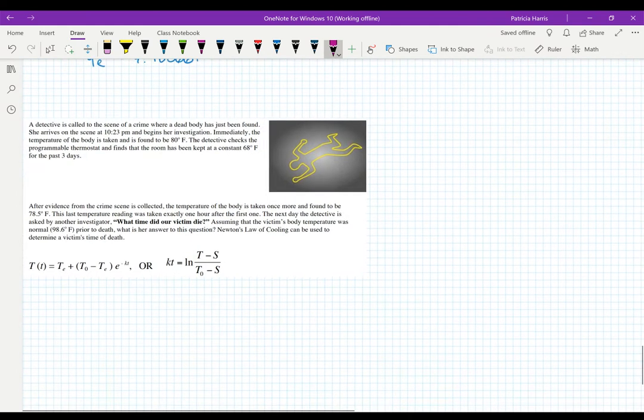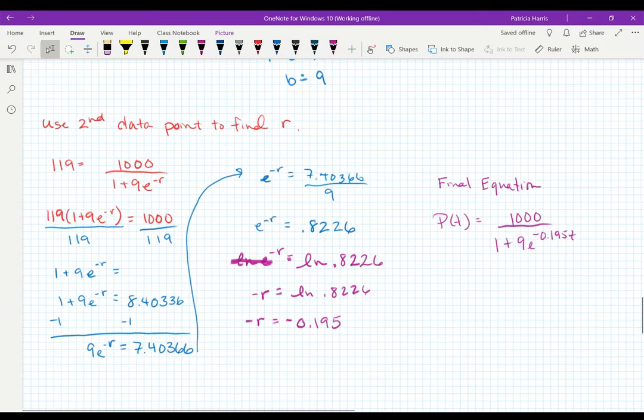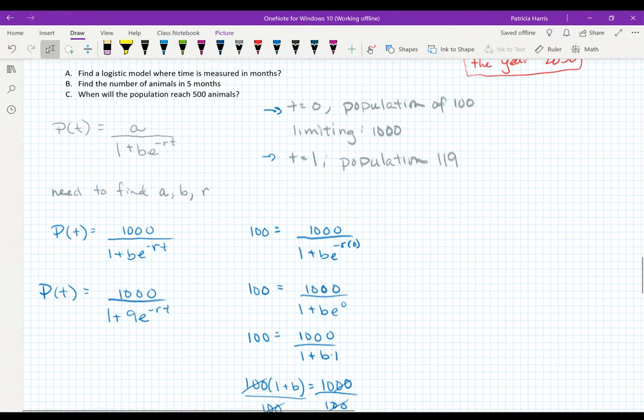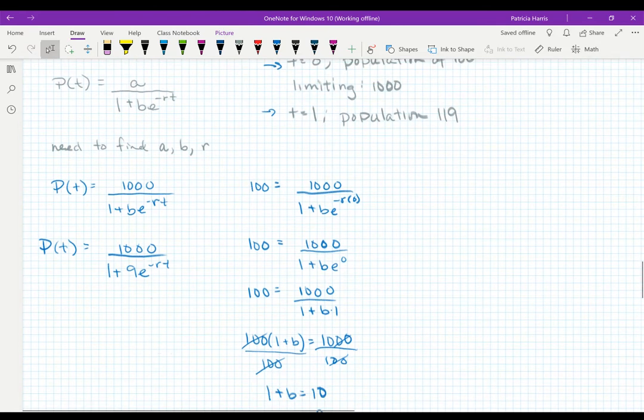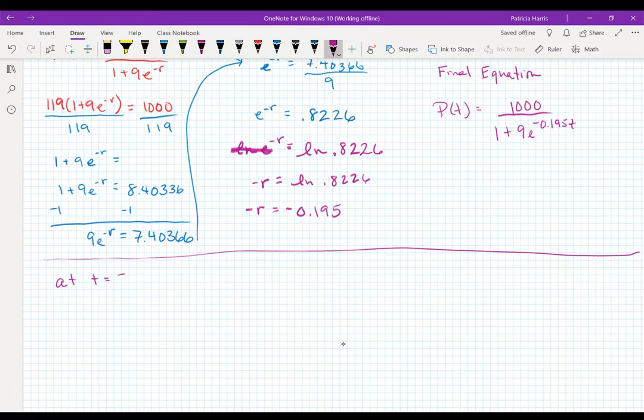Okay, the next part. Scroll back up here. We want to find the number of animals in 5 months. So what we would do is just plug in t equals 5. Depending on your calculator, you could just type that in, or you might have to do it in pieces. Just depends on your calculator.